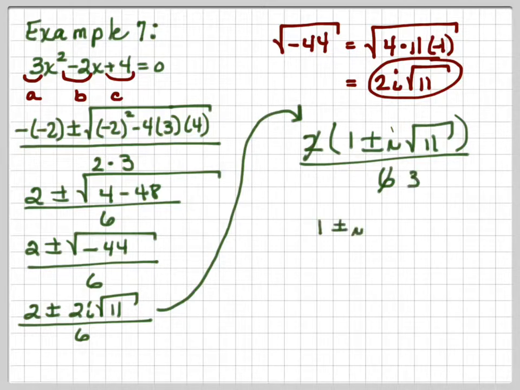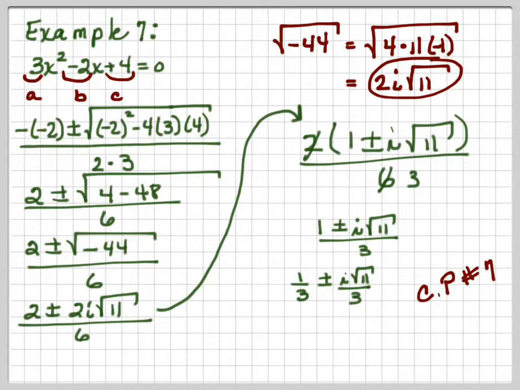So now we can cancel, and we have 1 plus or minus i square root of 11 over 3. We can also write this as 1/3 plus or minus i square root of 11 over 3. Okay, so pause this and go do your checkpoint number 7.